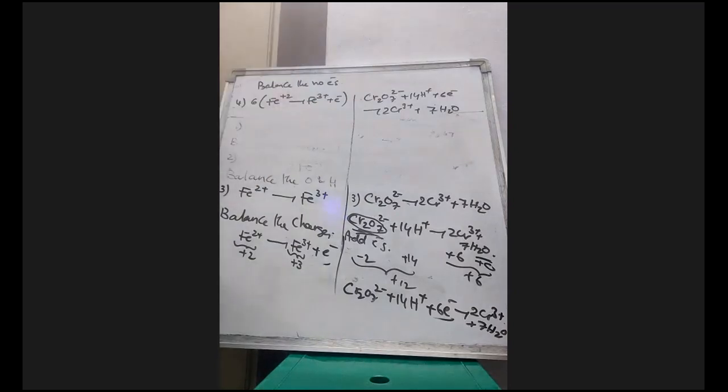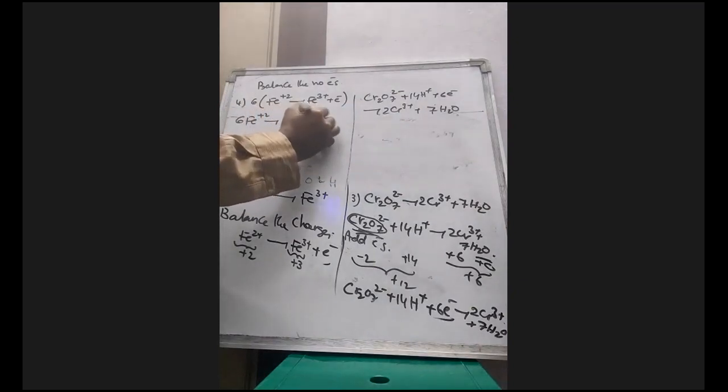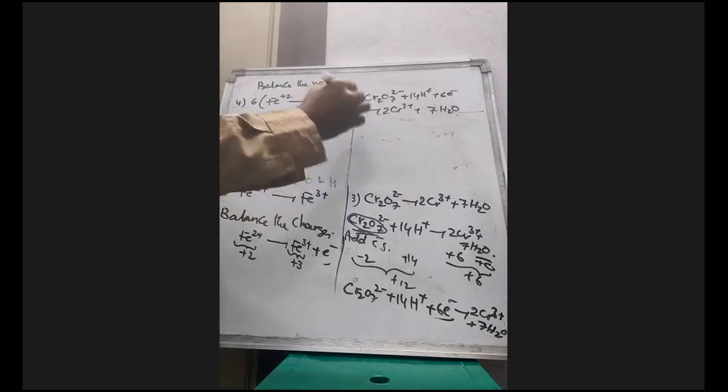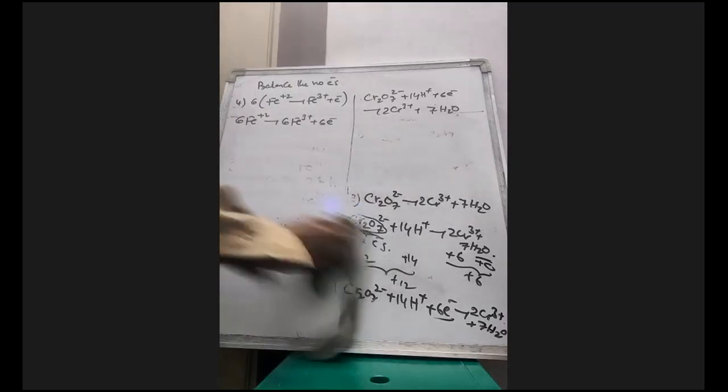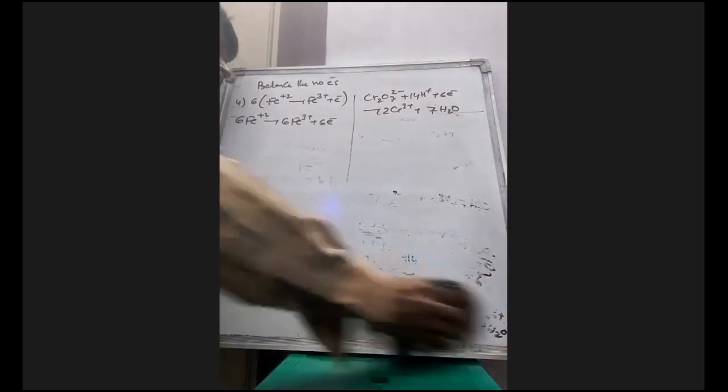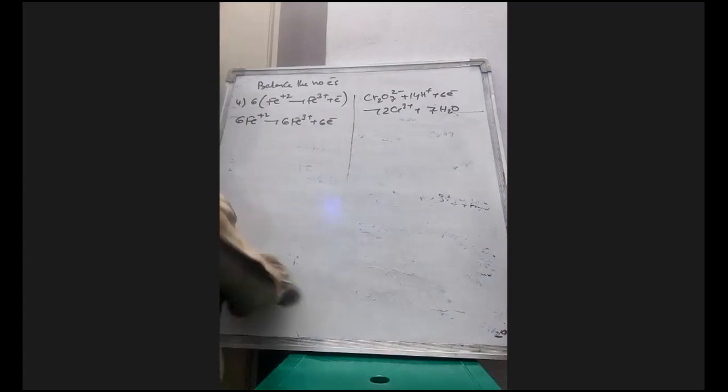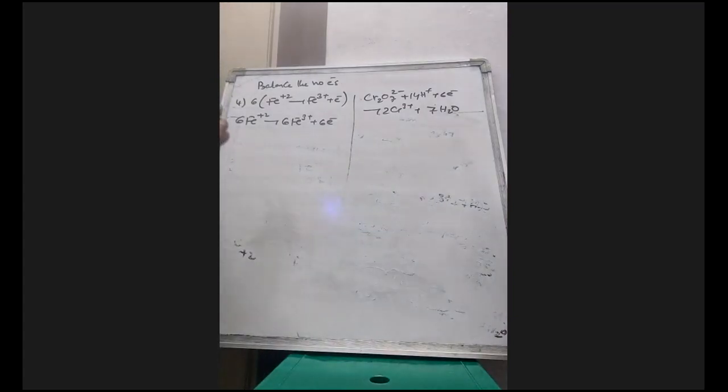Now after multiplying, we get 6Fe2+ going to 6Fe3+ plus 6 electrons. In the first step we split the given reaction into two half reactions. Now, in the last step, you combine both half reactions into a single reaction.